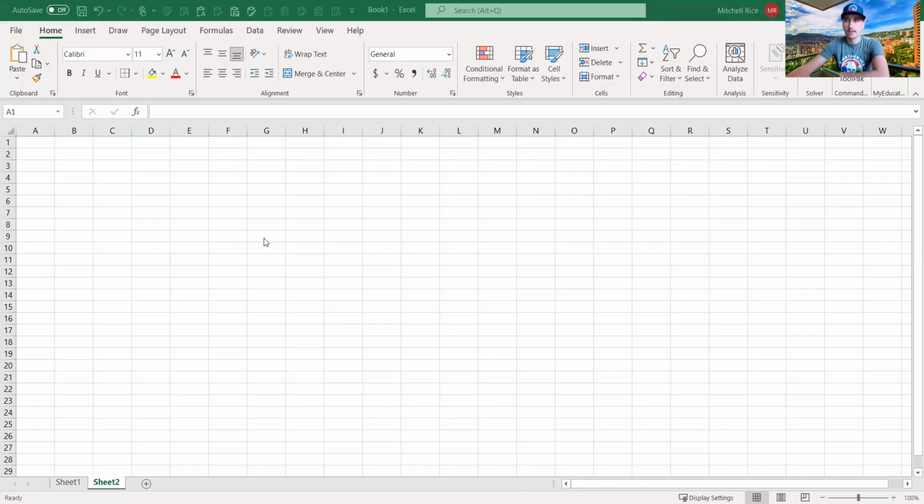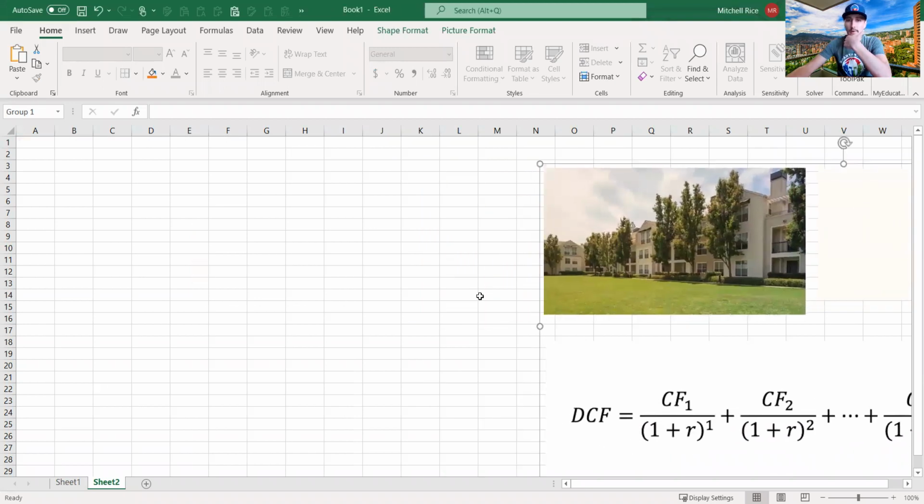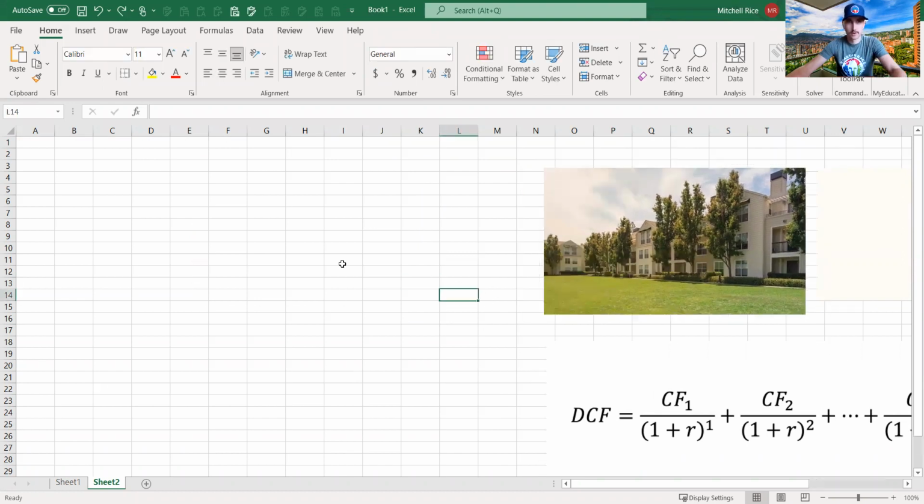Okay. So hopefully you guys can see this. Here's what we're gonna do. You find an apartment that you want to buy and you want to know if it's a good investment, right? So we're gonna have a couple of cash flows. So let's just start modeling this real quick.